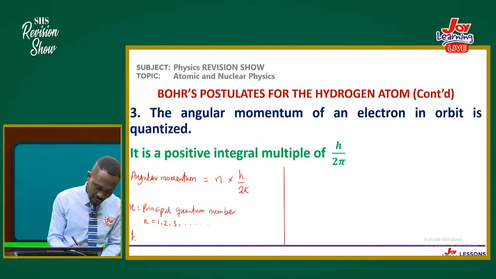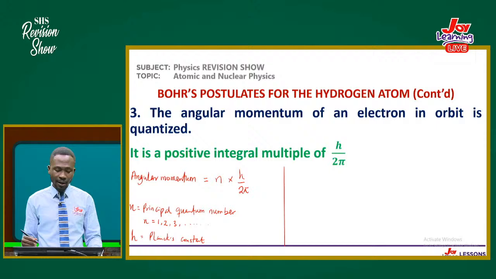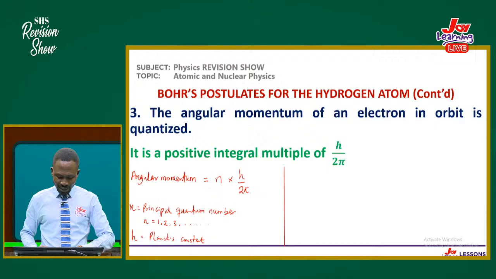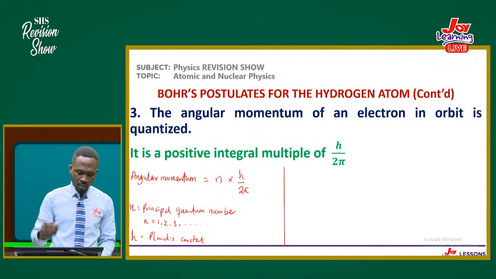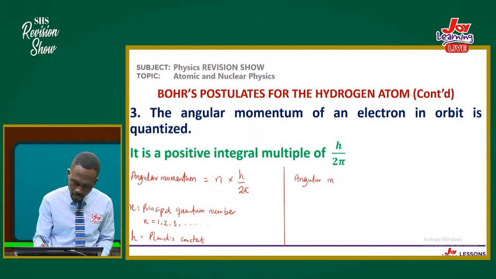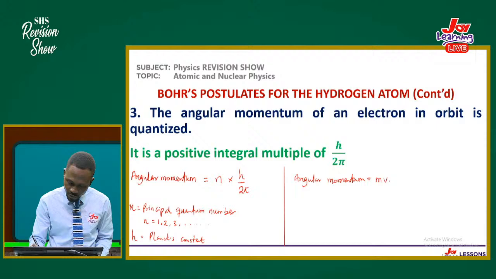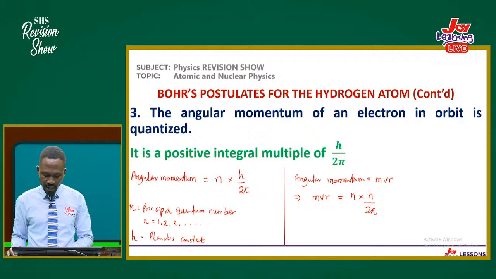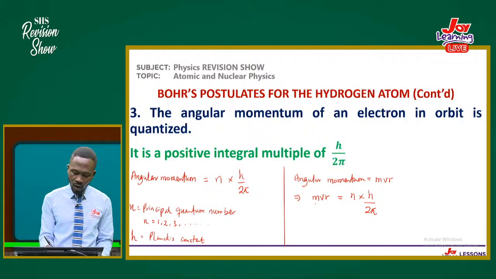Now, h is our Planck's constant. And the value mostly will be given to you in the question. So he's saying that from angular momentum equals n times h on 2 pi, and an equation for the angular momentum, angular momentum is mvr. So we can then say mvr is equal to n times h on 2 pi. You see where I'm heading towards? So m here is the mass of the electron.